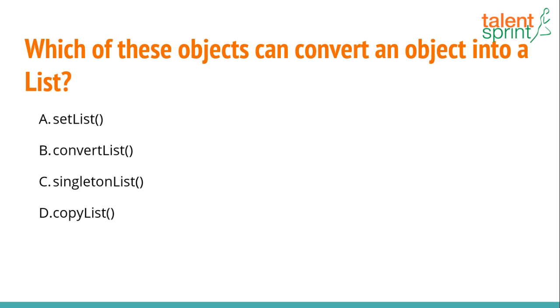Next, which of these objects can convert an object into a list? So if you have an object, you want to convert it to a list to use or manipulate the elements of the object, which of these functions would you use? I think I accidentally pressed the answer for the previous one, so now it got easier for you guys to say shuffle. Okay, which of these objects can convert an object into a list? Set list, convert list, singleton list, or copy list?